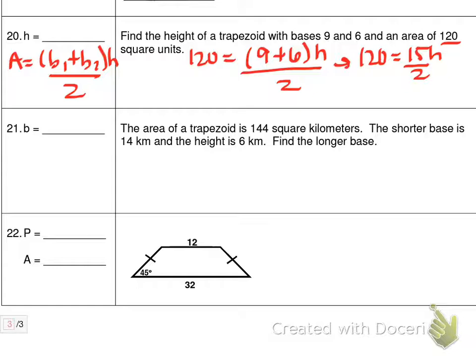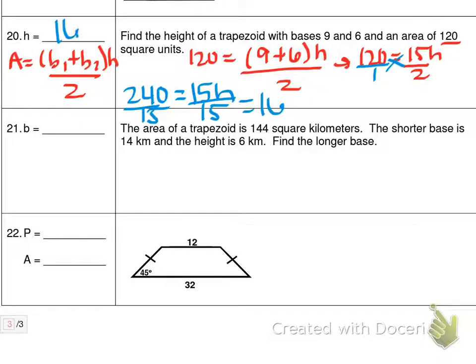Now, what we can do is we can cross multiply, but first I know a lot of you like to put the 1 underneath it, so do that. 120 times 2 is 240, and then 15 times 1, 15h times 1 is 15h, then divide off our 15. So 240 divided by 15, let me get my calculator, I do not have it on right at the moment. Okay, 240 divided by 15 is 16. So our height is 16.